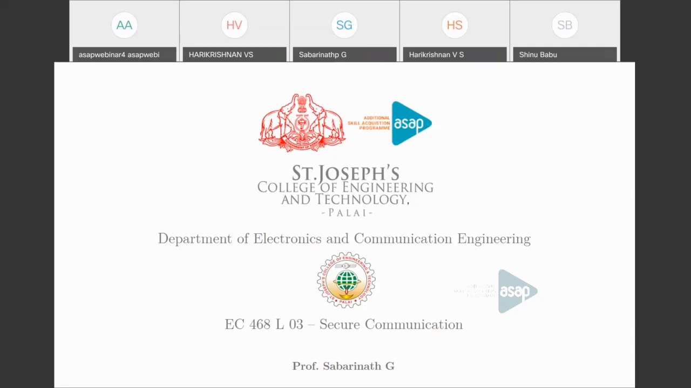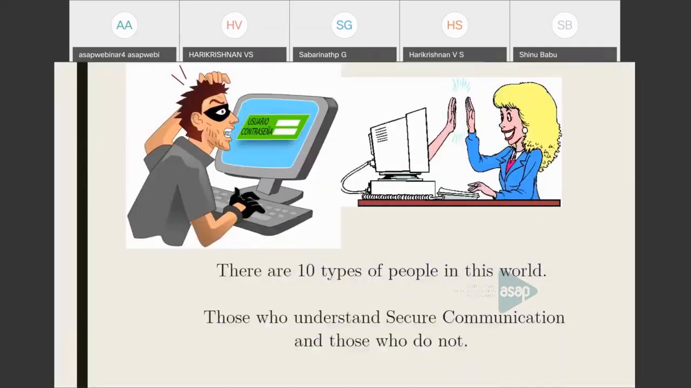Well, generally speaking about secure communication, I would want you to read out what is written on this slide here. There are 10 types of people in this world. There are those who understand security, and there are those who do not. Well, by now I think you understand that 10 up there is binary, and it is 2 for binary. There are just 2 types of people in this world: those who understand binary, and those who understand security, and those who do not. Welcome to Secure Communications.